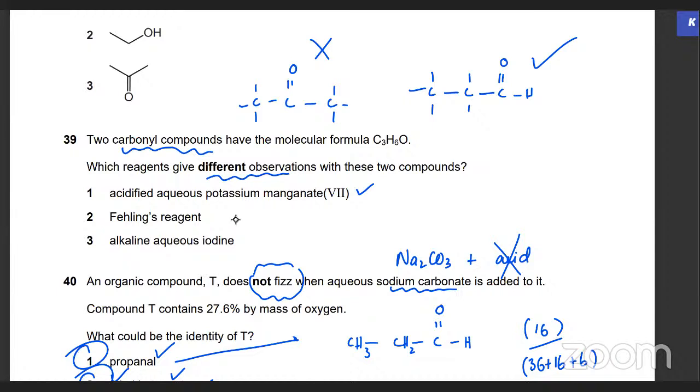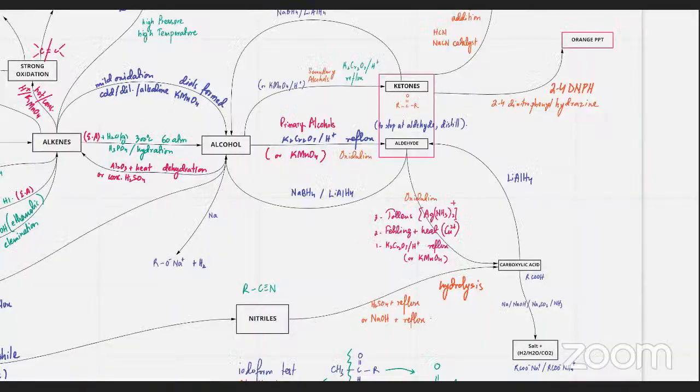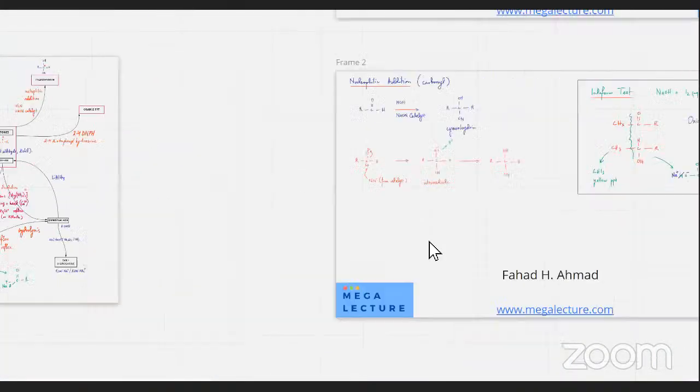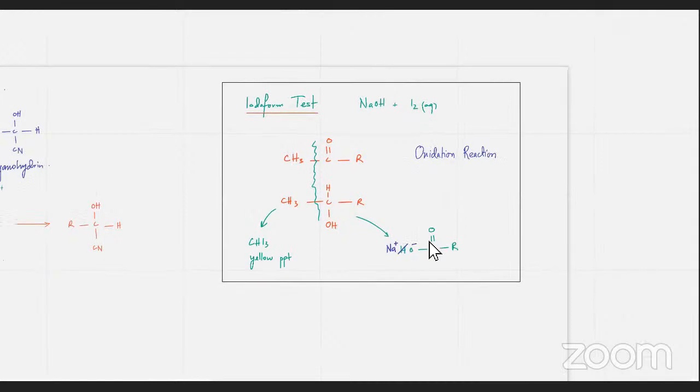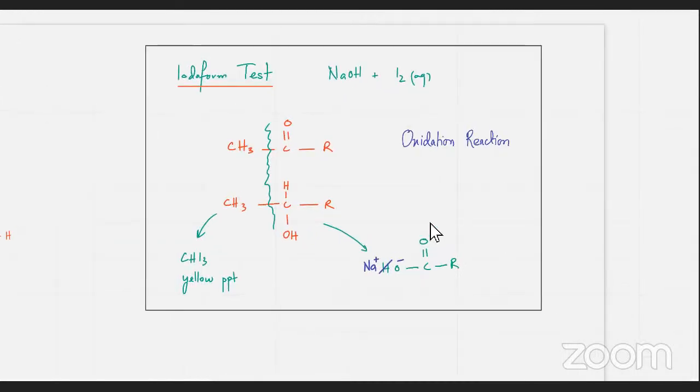So that will give you a different observation. And then you've got alkaline aqueous iodine. What does this do? That's the iodoform test. The iodoform test is given somewhere over here. This is the iodoform test, and the iodoform test is for specific functional groups.